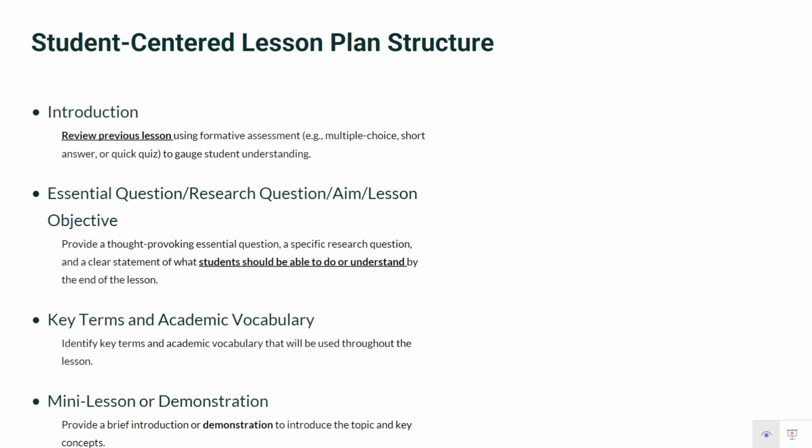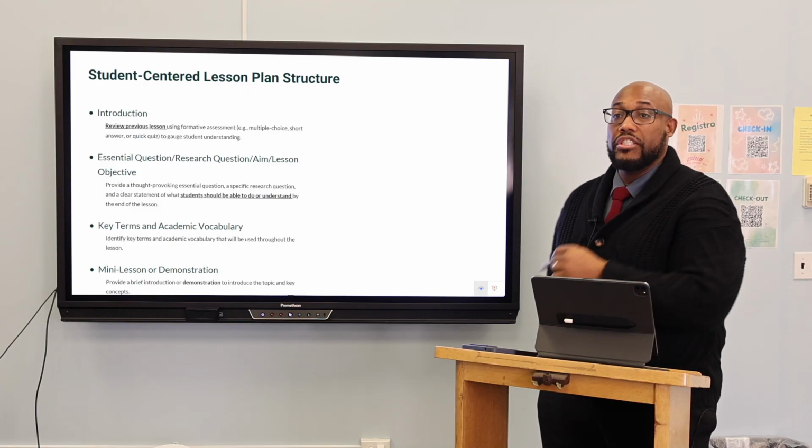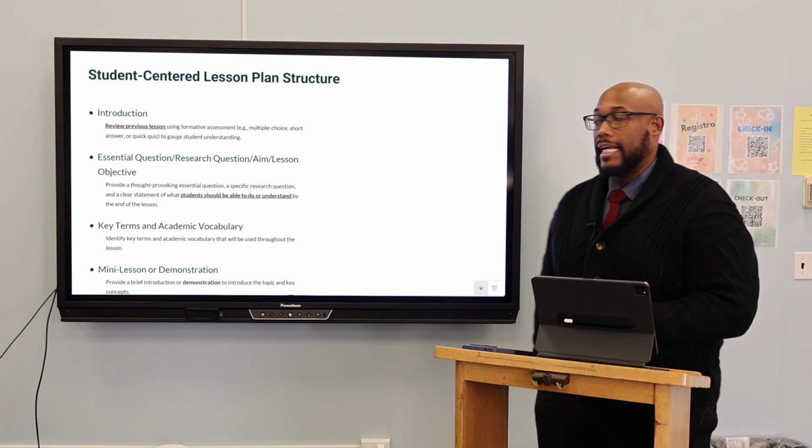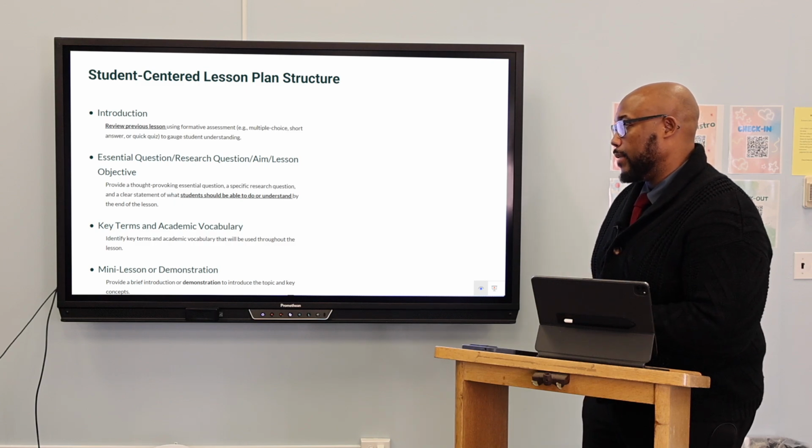Next, having an essential question, a research question, an aim, or a lesson objective. Here it says, provide a thought-provoking essential question, a specific research question, and a clear statement of what students should be able to do or understand by the end of the lesson. Sometimes as teachers, we assume that the students know exactly what you want them to do. And it may seem very clear to you, but by having an essential question that they are to answer at the end of the lesson, it helps to guide the class a little bit better. So you want to be clear about that.